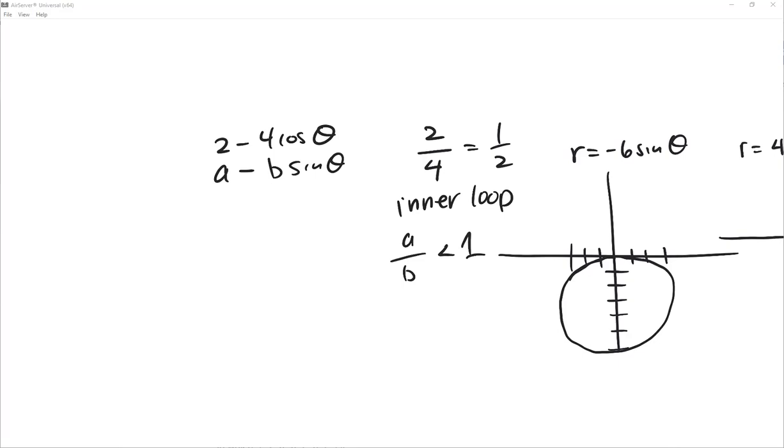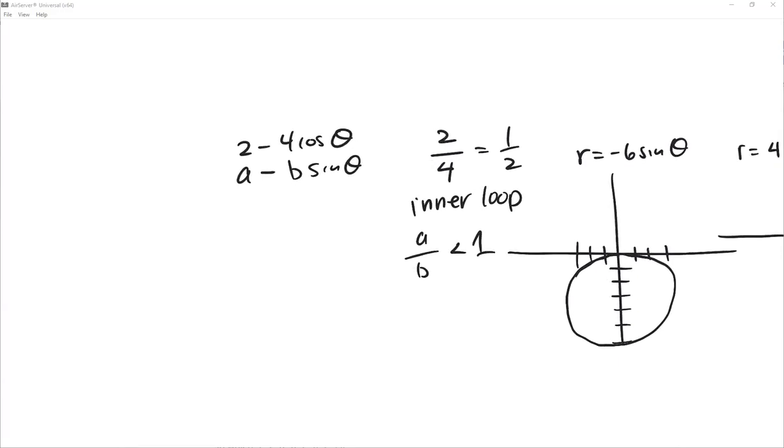Are we good? There's going to be one question where you have to show the table. The other one, you don't have to show a table, you could just graph it. So for this one, you just have to graph it.